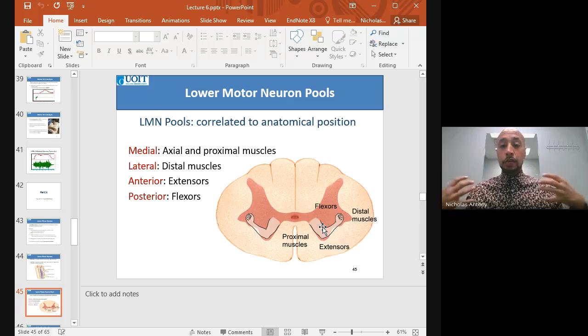So axial means anything within the body, whereas distal is out. So medial or axial, distal, distal.